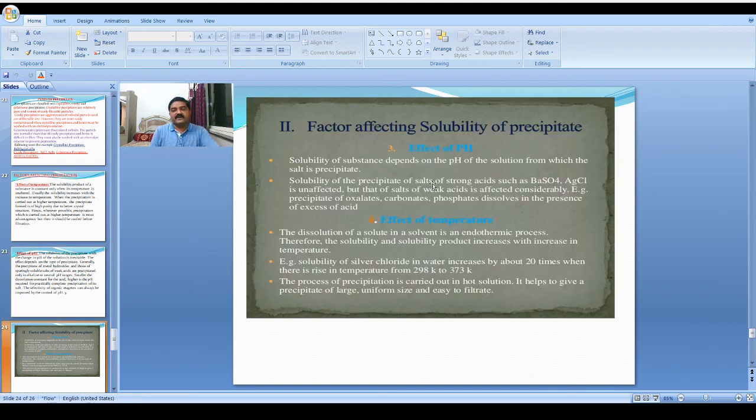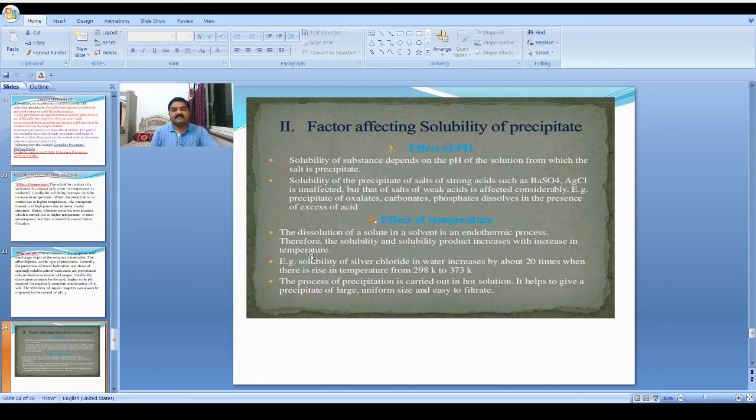So it can be shown again in the colored slide, factors affecting the solubility of precipitate, pH. The solubility of the substance depends on the pH of the solution from which the salt is precipitated. The solubility of the precipitate of a salt of a strong acid such as barium sulfate, silver chloride is unaffected, but that of a salt of a weak acid is affected considerably. For example, precipitates of oxalate, carbonate, phosphate dissolve in the presence of excess of acid.